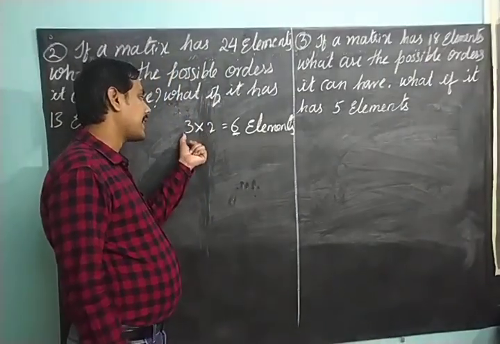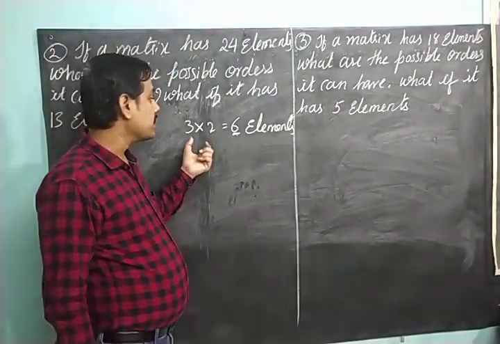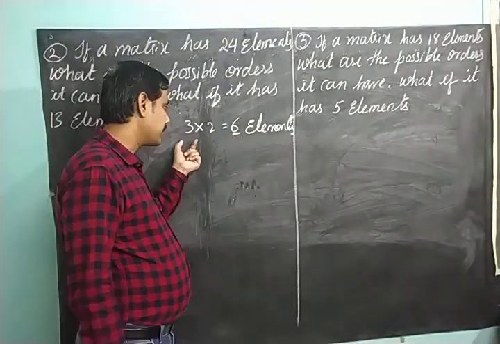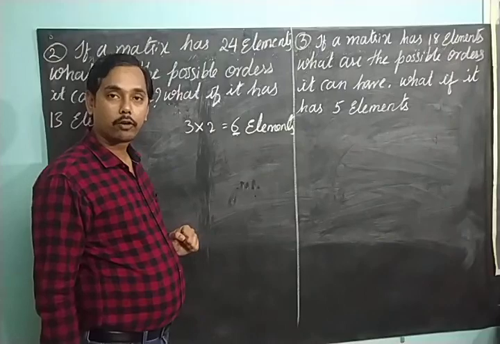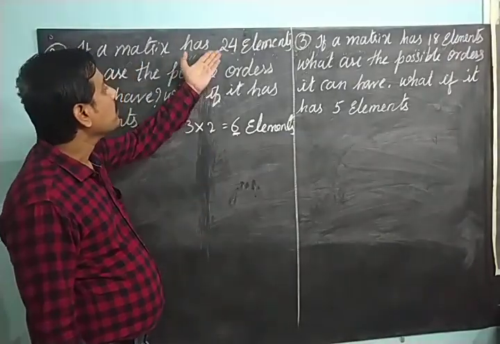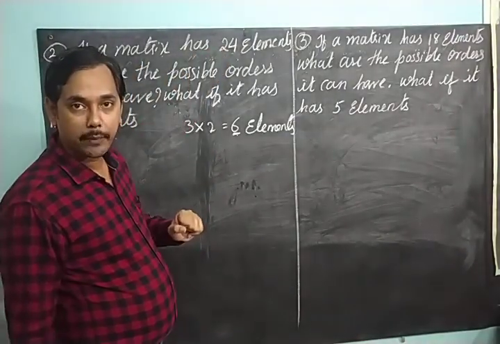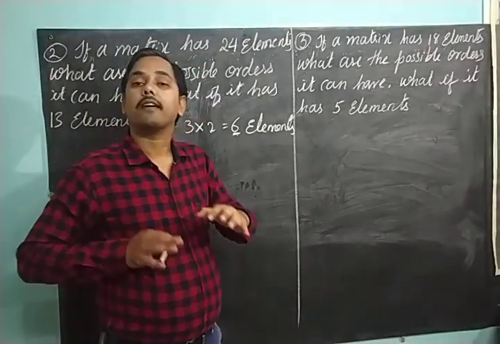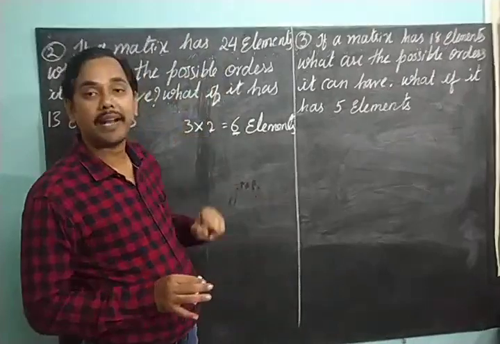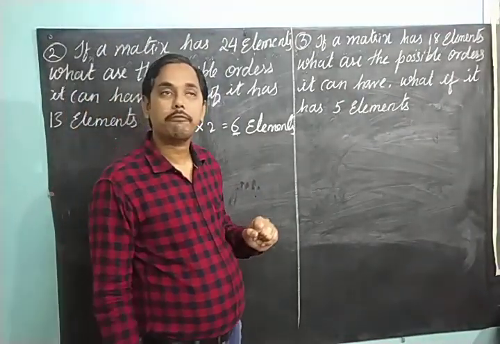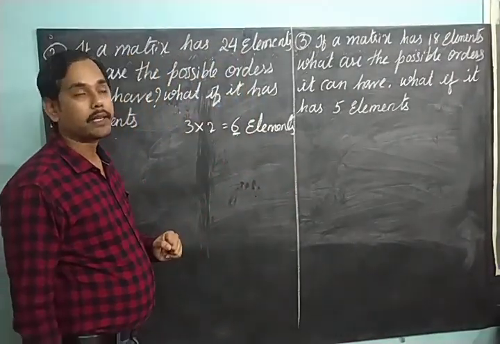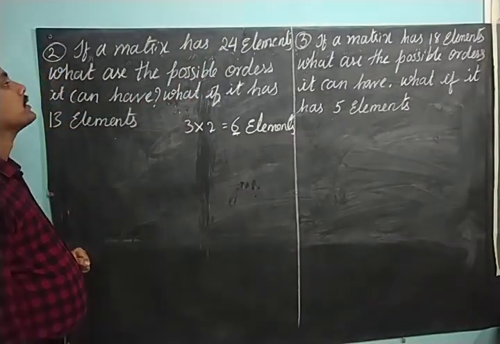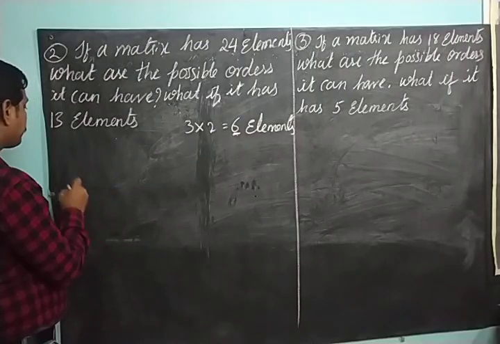Right? That is 3 and 2. Or we can also call this 3 and 2 the factors of 6. This 3 and 2 will be the factors of 6. Now we are having 24 elements, so definitely the order of the matrix depends upon the factors of this 24. Right? So if there are 24 elements, then what are the factors of that 24?